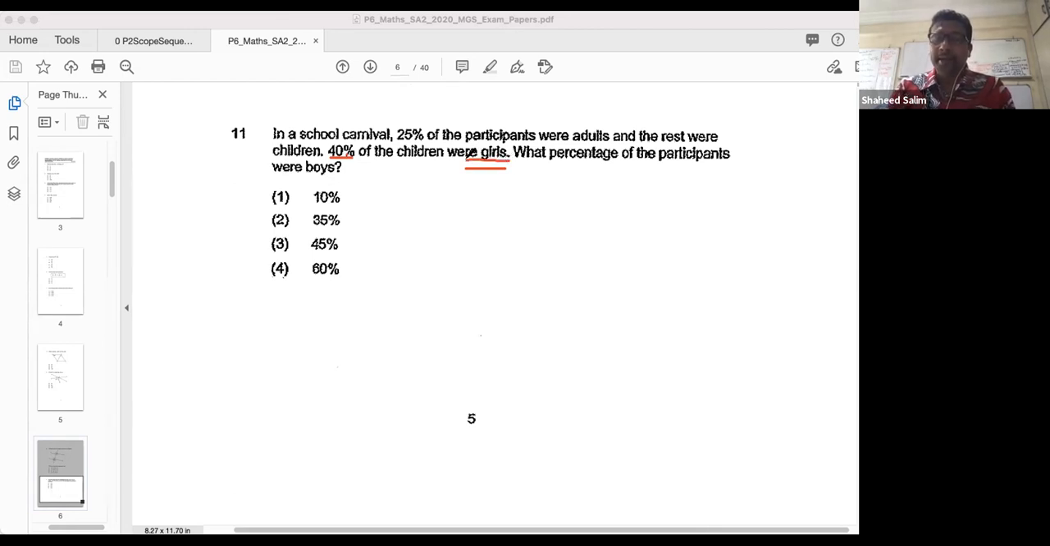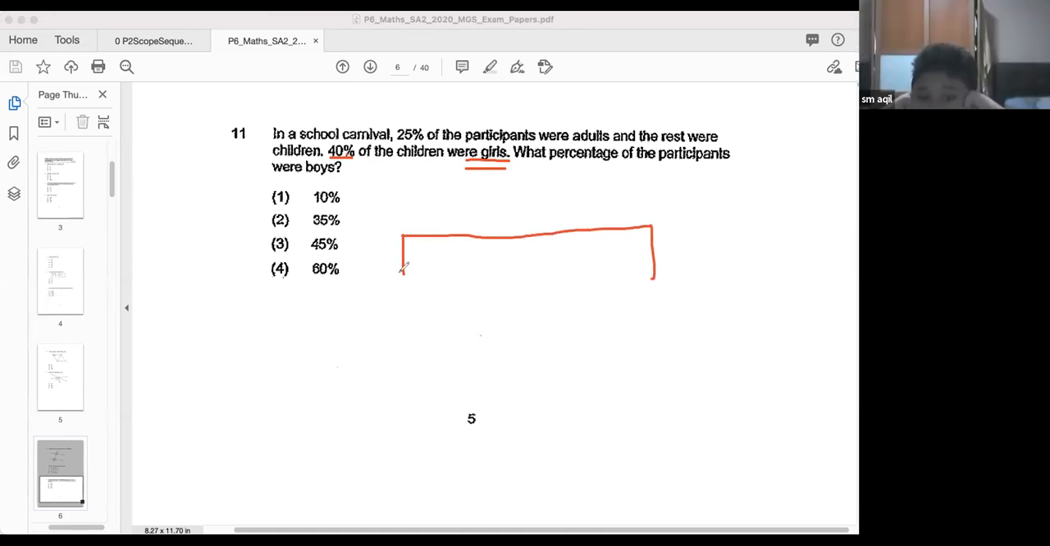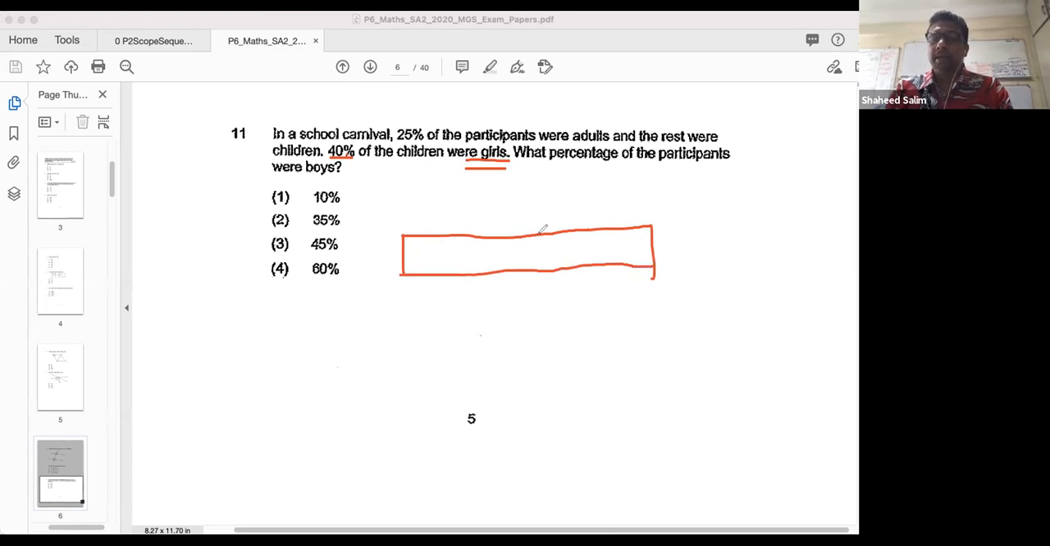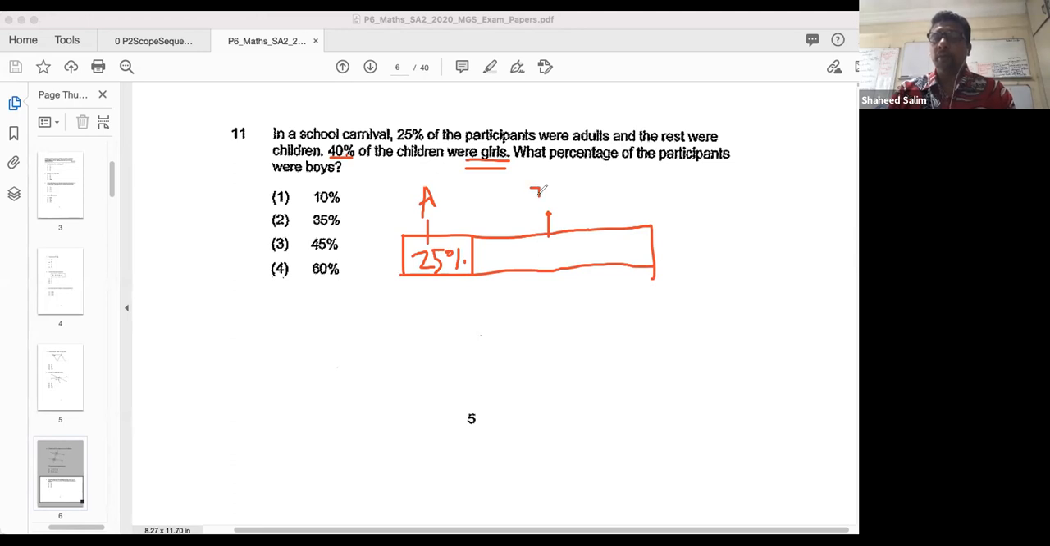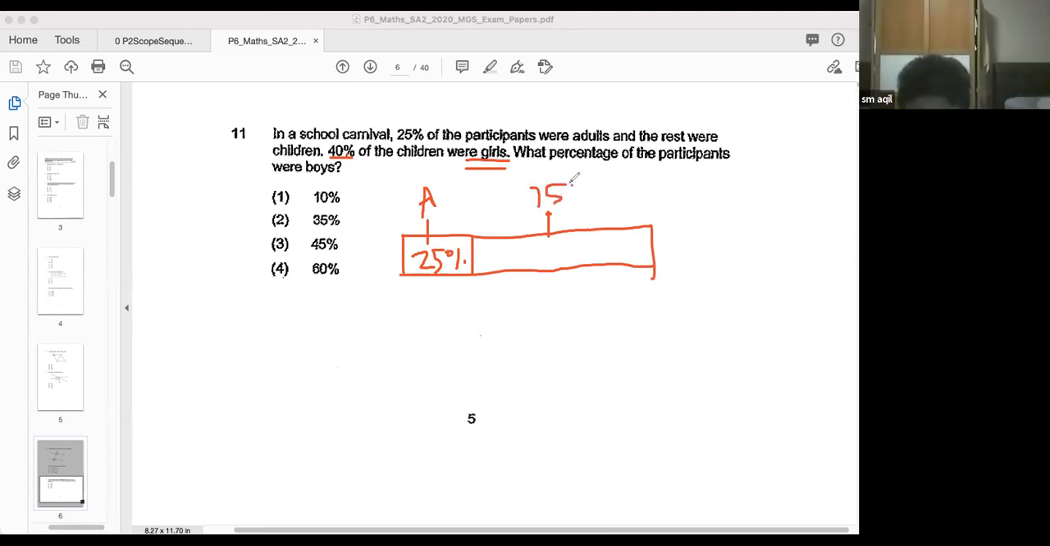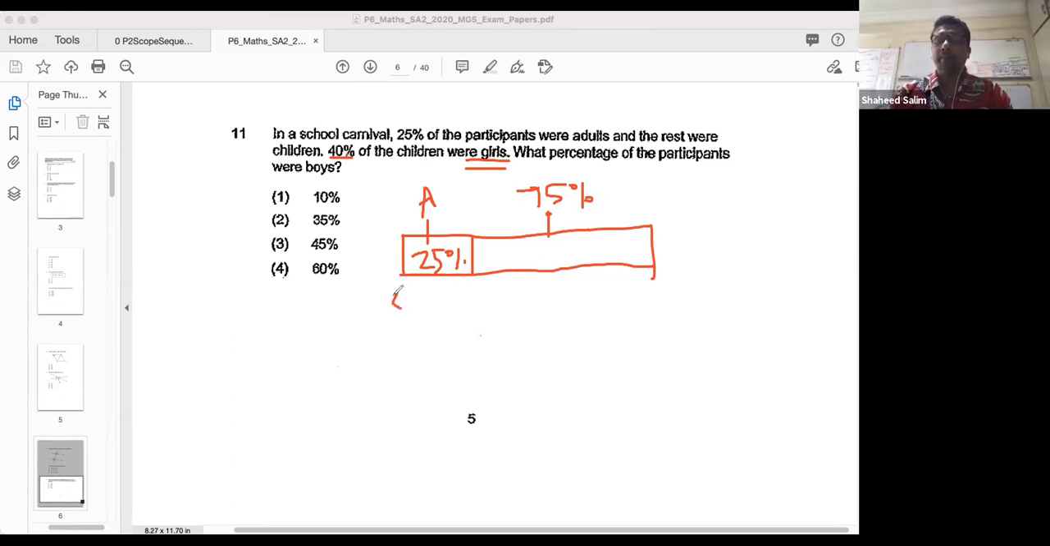So let us see. Down here, Mr. Shakir, I draw like that. Is that what you tried to do? This one is 25%. This one, the balance, how many percent? This is total. Adult is 25, children is how many percent? You must minus. The whole thing is 100%. Every time the whole thing is 100%.